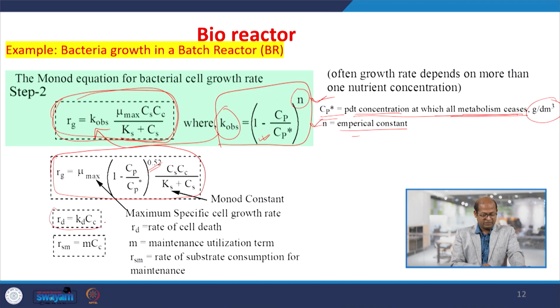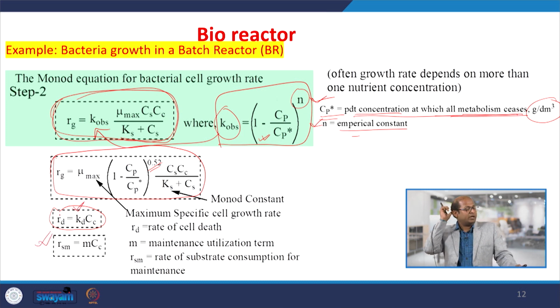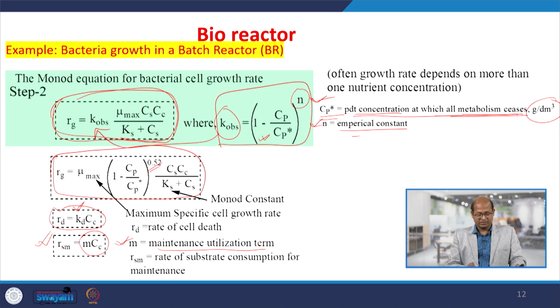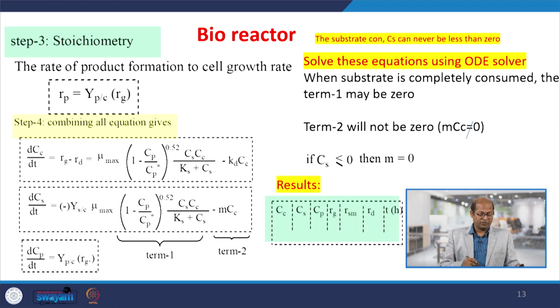Here the rate of cell death is given as Kd times Cc, and the Kd value is given. RSM, the rate of substrate consumption for cell maintenance, is given as m times Cc, where m, the cell maintenance constant, is also given. Okay. So, these equations will also be useful to solve.